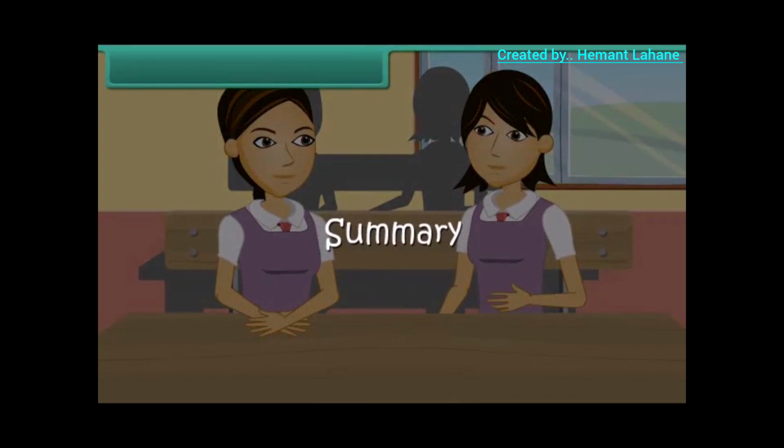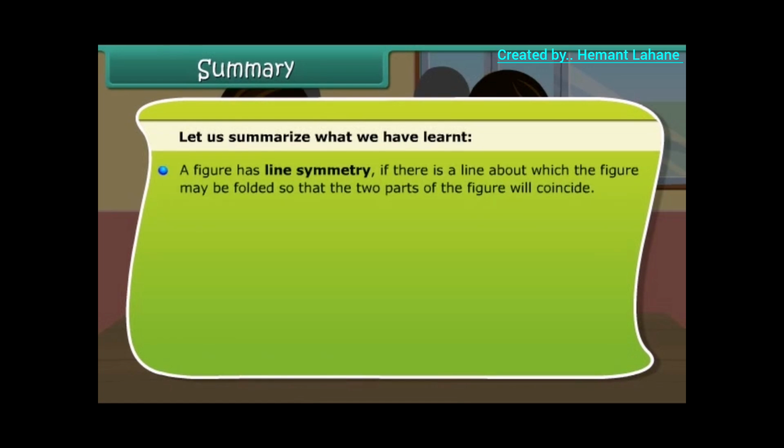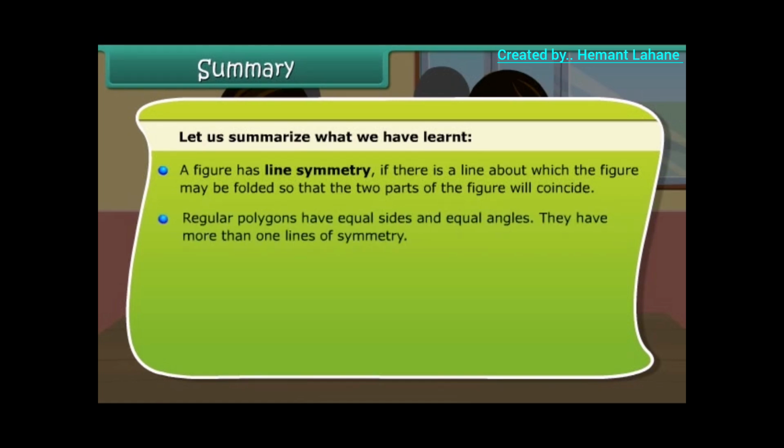Summary. Let us summarize what we have learned. A figure has line symmetry if there is a line about which the figure may be folded so that the 2 parts of the figure will coincide. Regular polygons have equal sides and equal angles. They have more than 1 line of symmetry. Mirror reflection leads to symmetry.